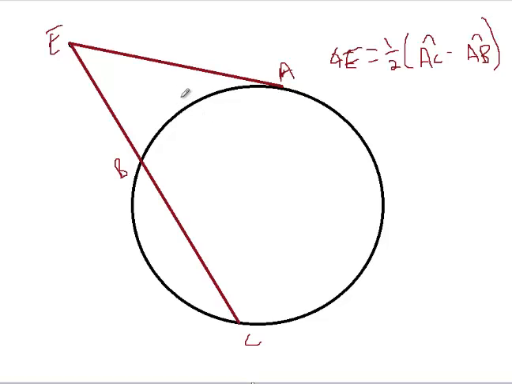So if this is, let's say, 60 degrees, and the big arc over here looks to be a lot, let's say 260 degrees, so 260 minus 60, well, it probably wouldn't be that much. Let's change this to 220. So 220 minus 60 is, of course, 160, which means angle E is 1/2 of that, so angle E would be 80 degrees. And the same thing if it's two tangents.